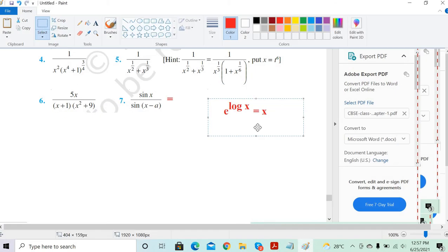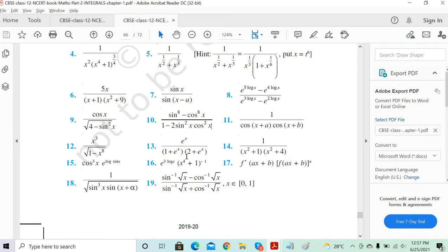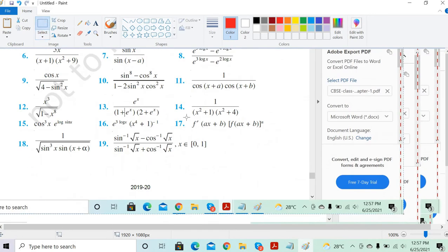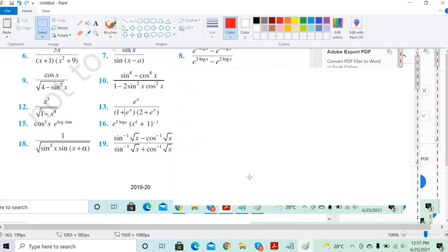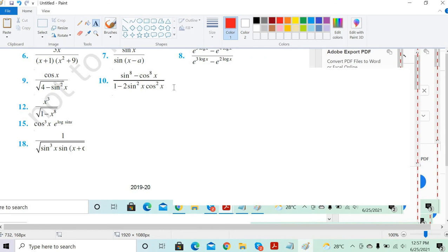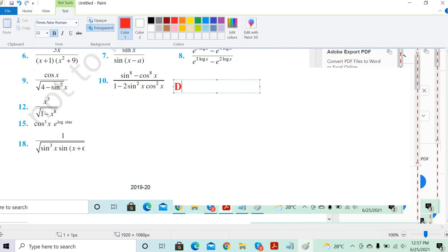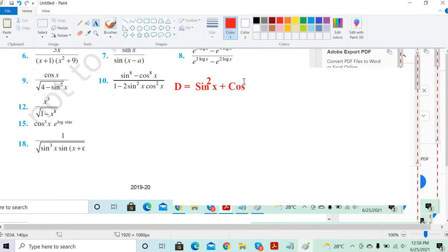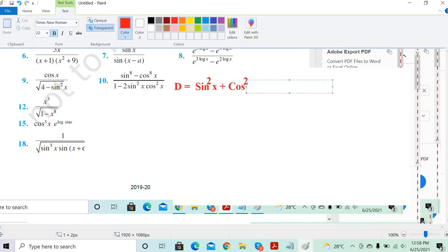Meaning, what I'm trying to say is, sin square x minus sin square x cos square x.